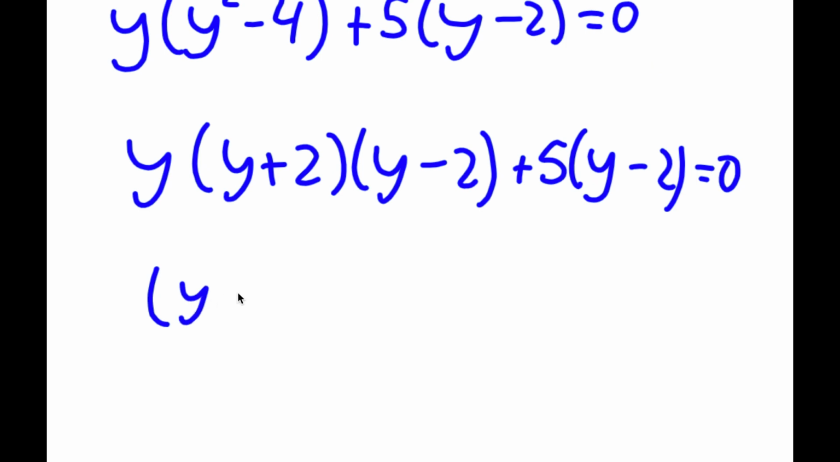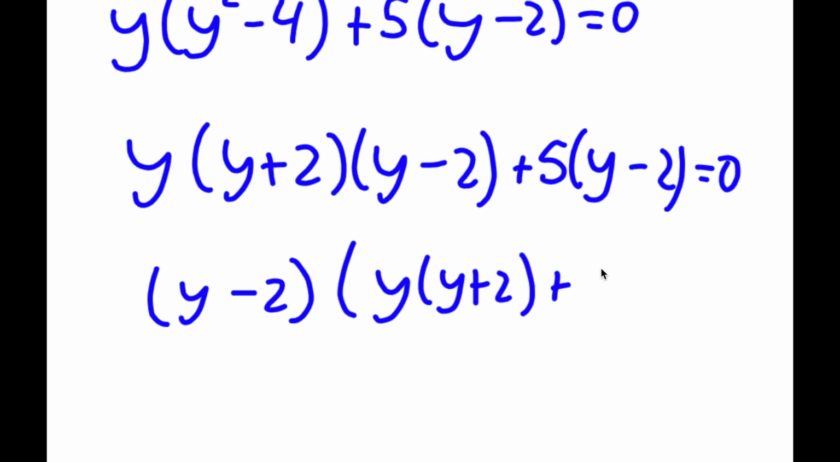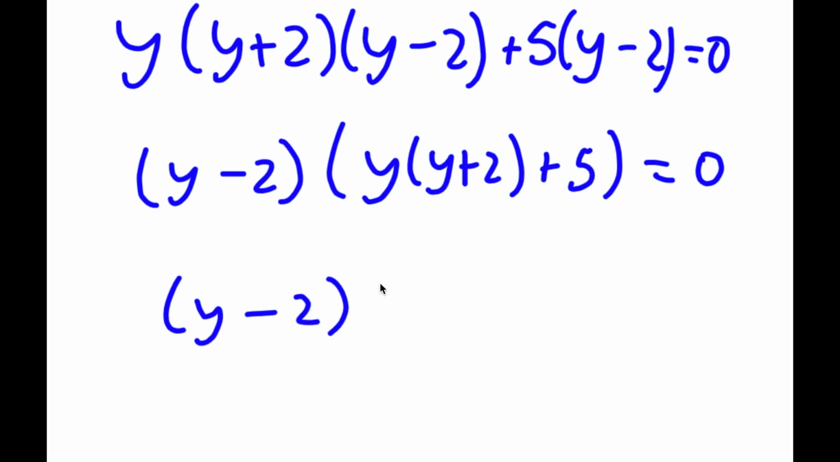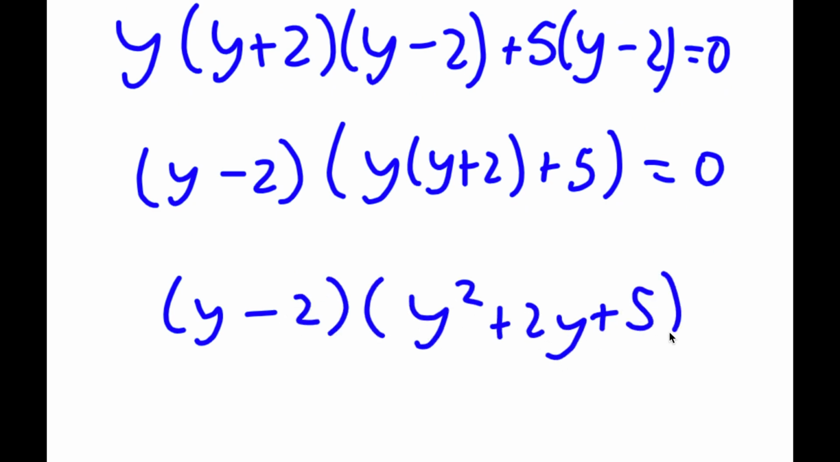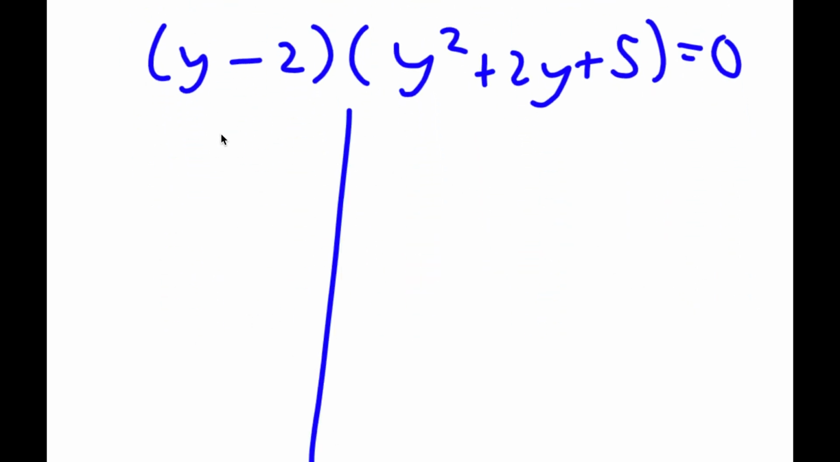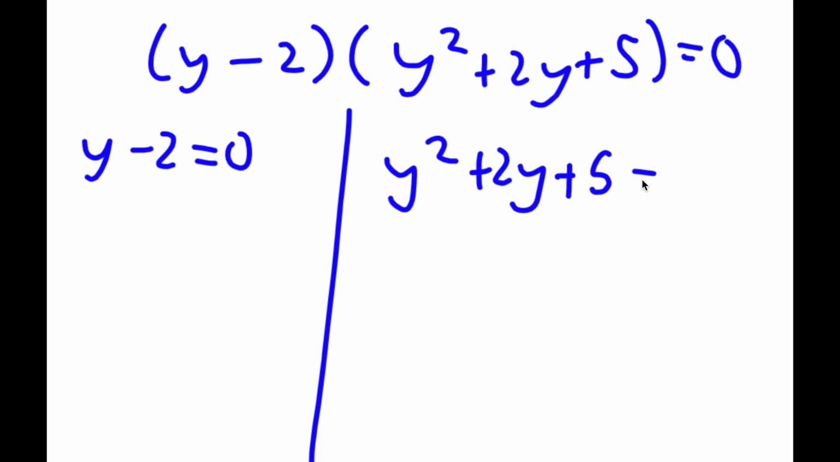And now if I factor out y minus 2 from this, I get y minus 2 times y plus 2 plus 5. This is equal to 0. Now this is the same thing as y minus 2 times y squared plus 2y plus 5 is equal to 0. So now this is going to give me two equations. I get y minus 2 is equal to 0, and y squared plus 2y plus 5 is equal to 0. So for y minus 2 equals 0, y is equal to 2, obviously.